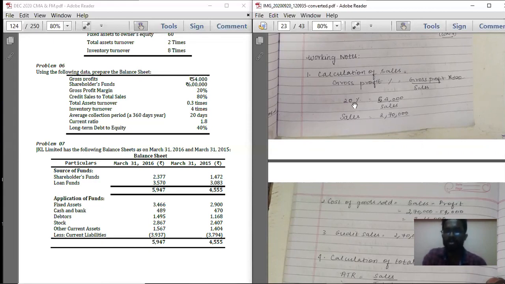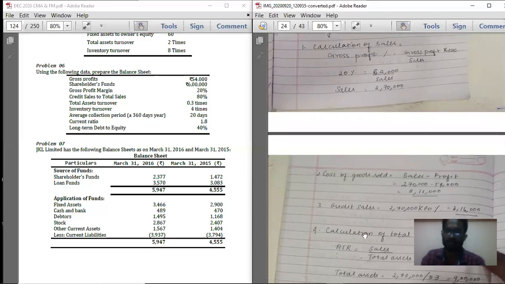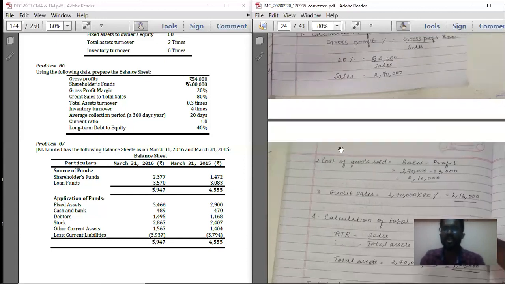If sales goes to the left hand side, it becomes numerator, and 20% when it comes to the right hand side becomes the denominator. So sales is equal to 54,000 divided by 20%. So sales is equal to 2,70,000. With that we know sales is 2,70,000 and gross profit is 54,000. If we reduce sales minus gross profit, we'll get cost of goods sold.